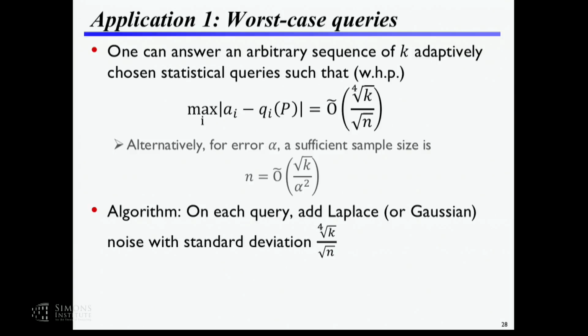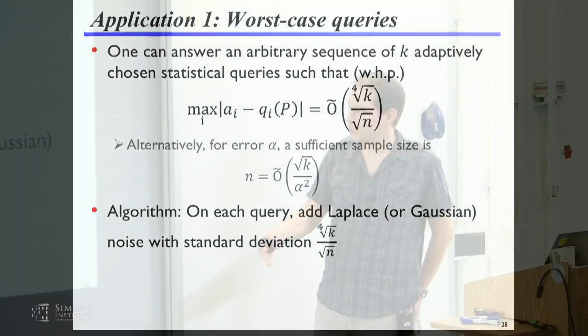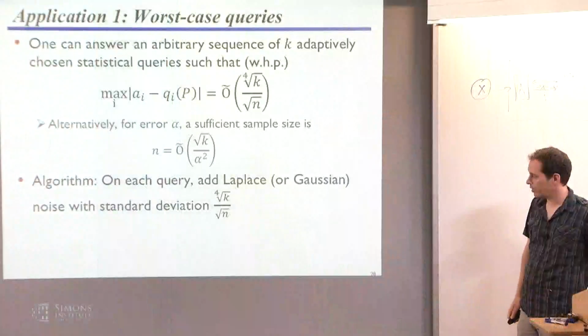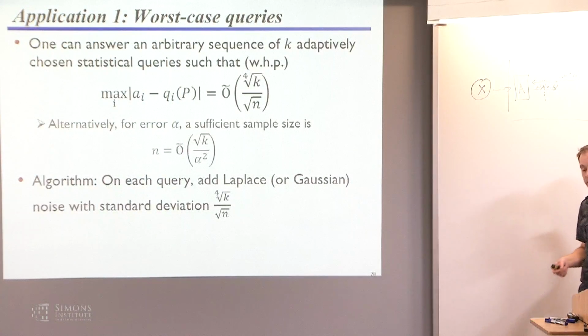So one question is, what happens with worst case adaptively posed statistical queries? The thing we want to prove is that one can answer an arbitrary sequence of k adaptively chosen statistical queries with error, as I said, fourth root of k over square root of n, or in terms of sample complexity, square root of k over alpha squared. The algorithm is very simple. On each query, it just adds a little bit of noise to the output and returns the noisy answer to the analyst. In some sense, the analyst is adding noise to their own queries.